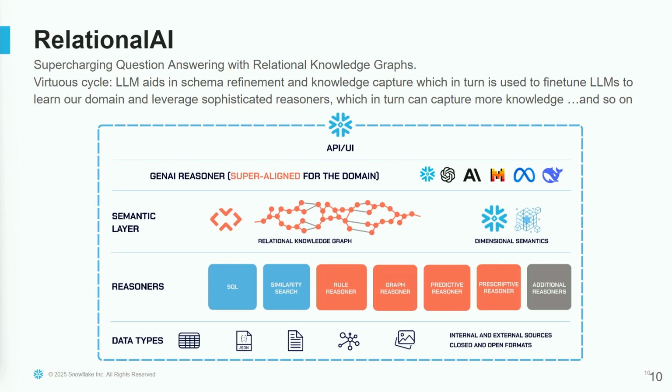So with that as context, this is what we're about. We're basically looking to supercharge question answering with relational knowledge graphs. And we are using LLMs to aid in the refinement and knowledge capture, which in turn is used to do fine tuning of the LLM, which then makes it better at knowledge and knowledge capture. And it's a virtuous cycle, and you go on and on.